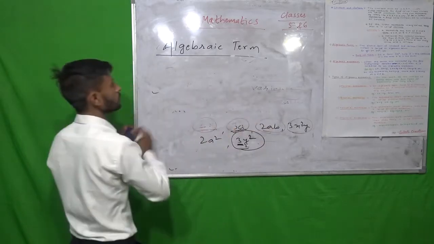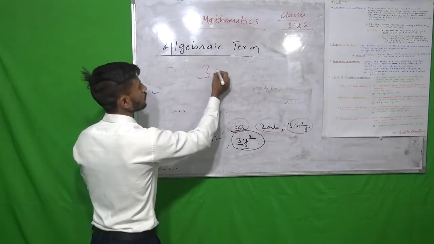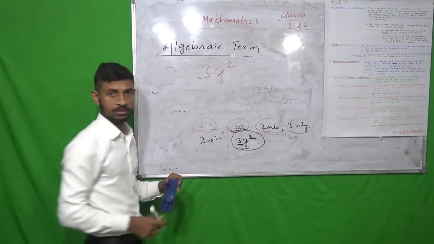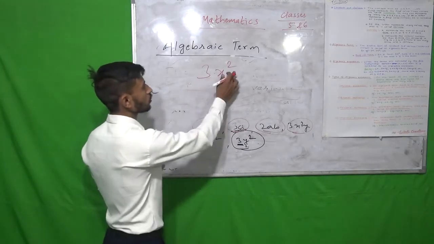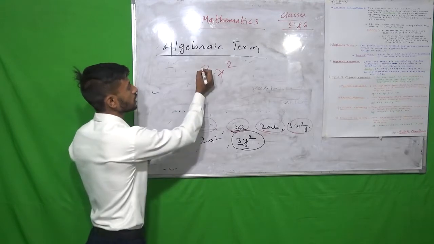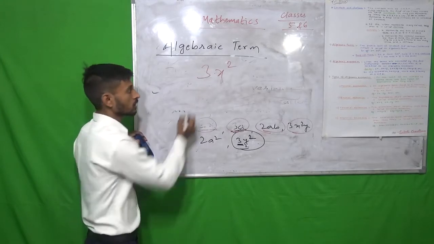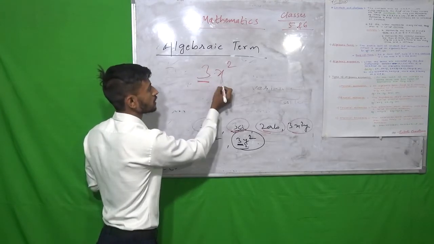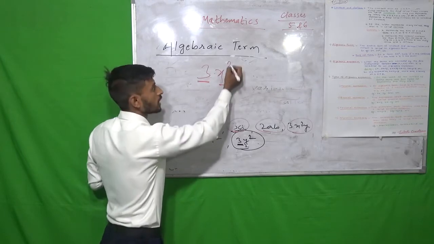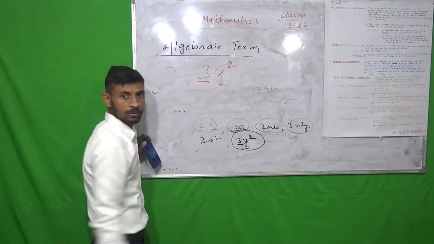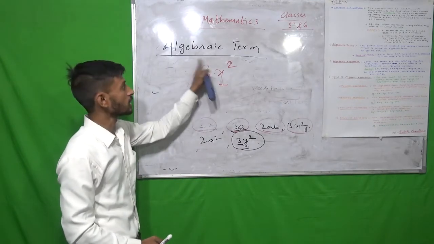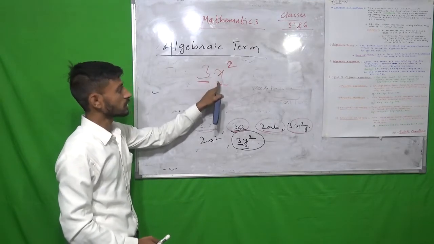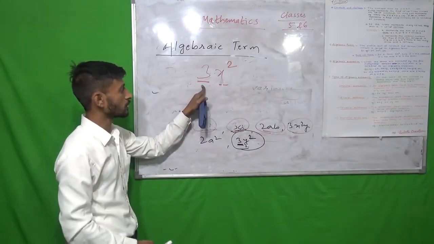Now in a term 3x square, here this 3 is a number, this x is a letter, and here 2 is the power. So what does this letter represent? In an algebraic term, what does this letter mean? What does this number mean?